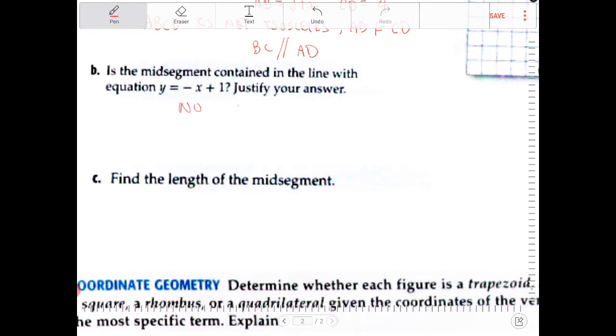So no, midsegments must be parallel to bases.